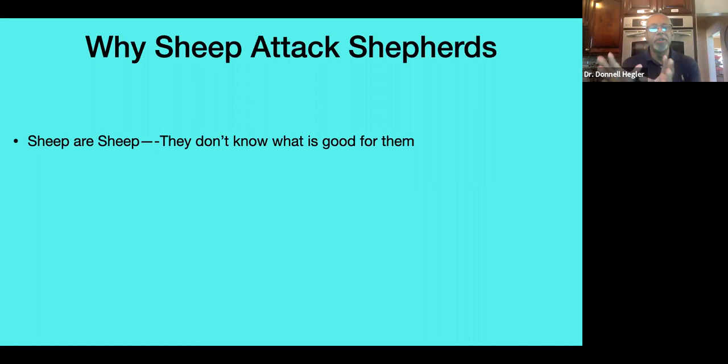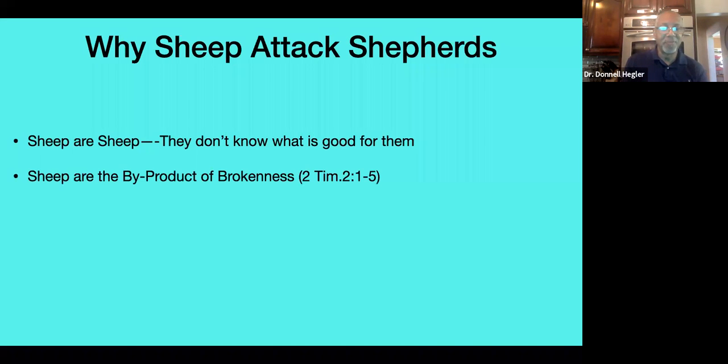If sheep really understood the value of their pastor, if they really understood that their pastor is a gift from God, that human, that representative of God, if they understood the position that God has placed him in and how he has empowered or endowed that individual to see after their lives, then they would really honor the shepherd.